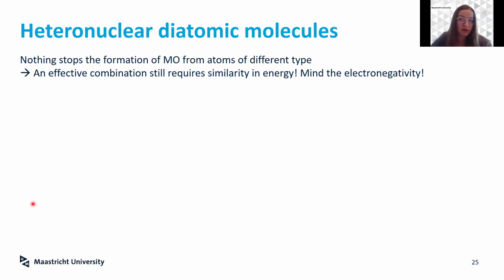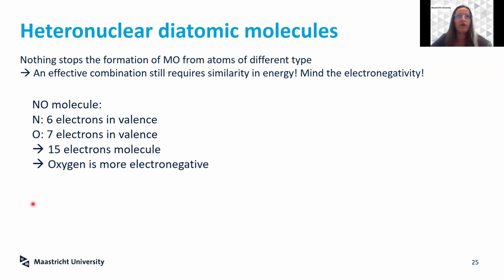This is just with homonuclear. Nothing stops you from doing an interaction with two different atoms that are not the same, because you can have diatomic molecules with heteroatomic arrangement. The effective combination will still require similarity in energy. So you need to be very careful where you are looking at in the periodic table, because the electronegativity will tell you how deep in energy and how high in energy things will be, and if they can be combined with each other. More or less. Obviously, we don't want to have quantitation. Quantitative can be done, not at this stage.